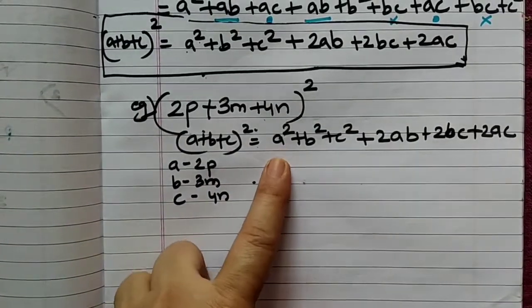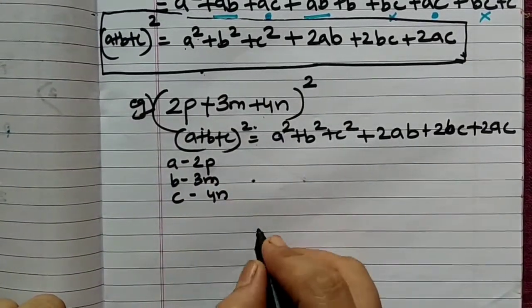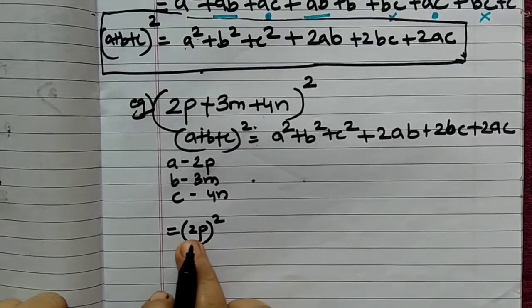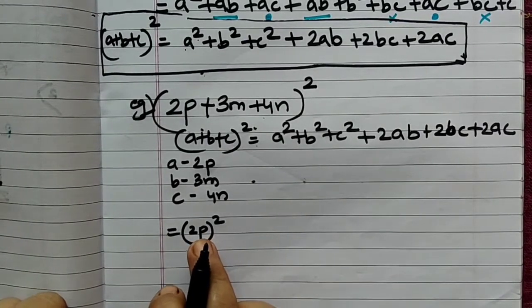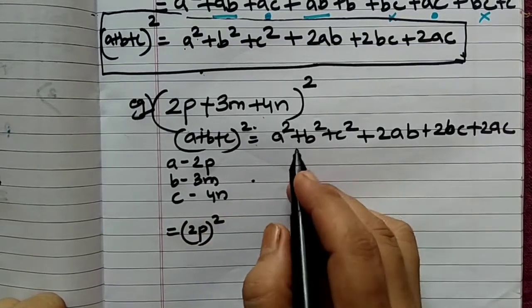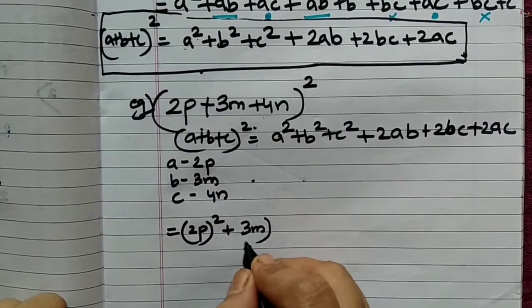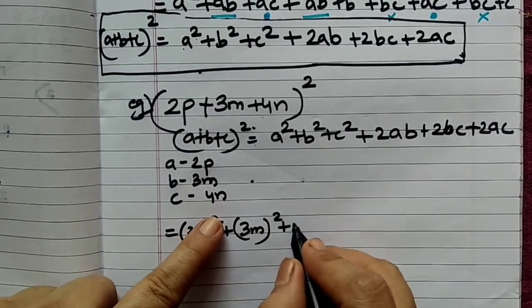Now let us substitute. In place of A square, what we will have? We will have 2p. Put a bracket now, because there are one number and one alphabet. So let us put it into bracket. Plus B square. What is B now? 3m. Plus C square. It is 4n.